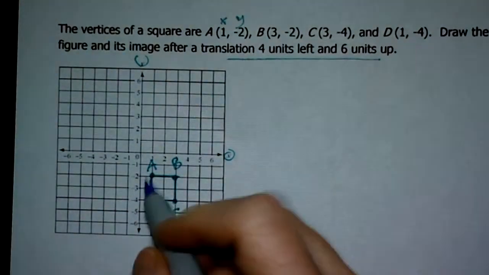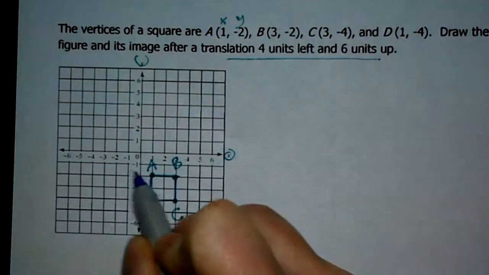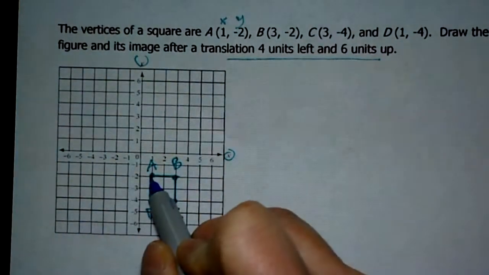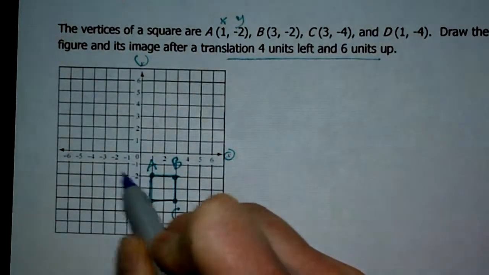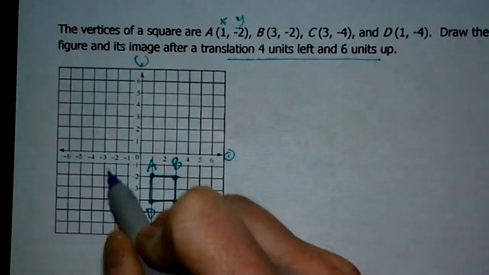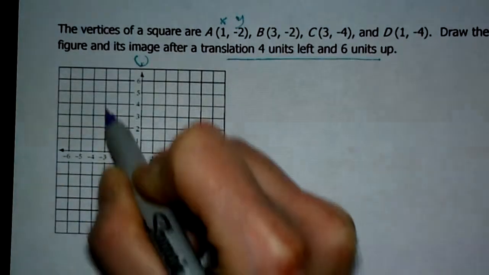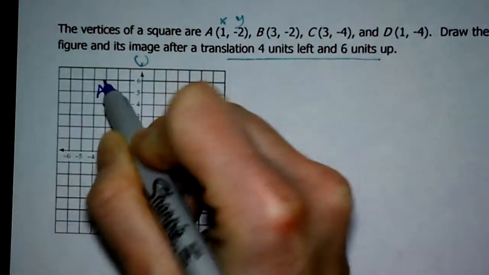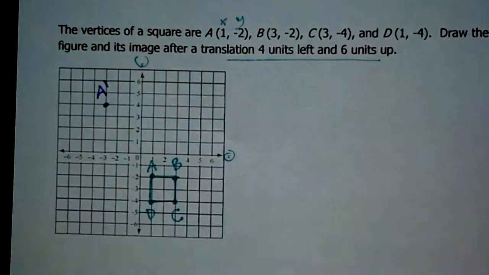So A, I want to go 4 units left, 1, 2, 3, 4. And again, notice I didn't start at the origin. I started at A because that's the point I'm moving. So 1, 2, 3, 4 to the left and 6 up. 1, 2, 3, 4, 5, 6. So that's my new A. I'm going to call it A prime.